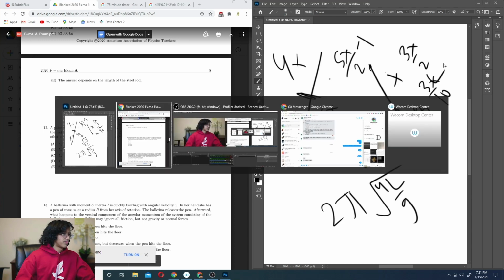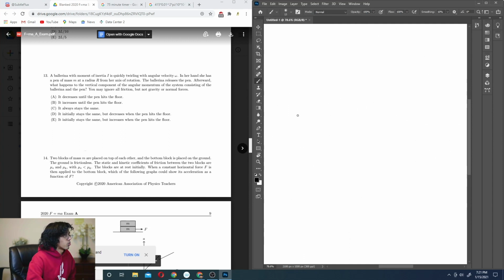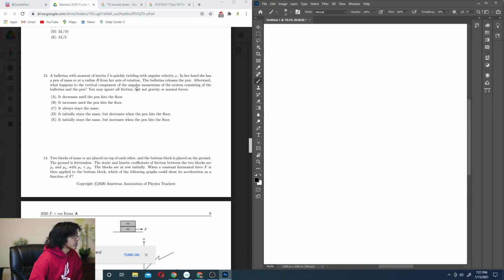13. A ballerina with moment of inertia I is quickly twirling in her hand a pen of mass M at a radius r from her axis of rotation. The ballerina releases her pen afterward. What happens to the vertical component of the angular momentum of the system, consisting of the ballerina and the pen? You may ignore all friction, but not gravity or normal forces.